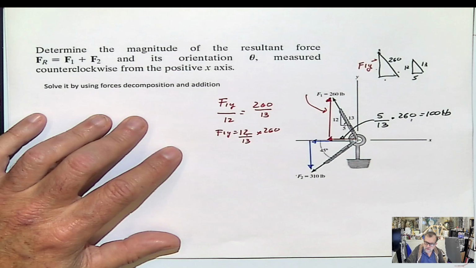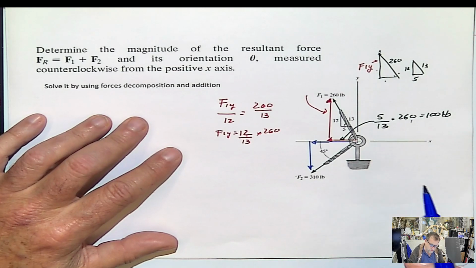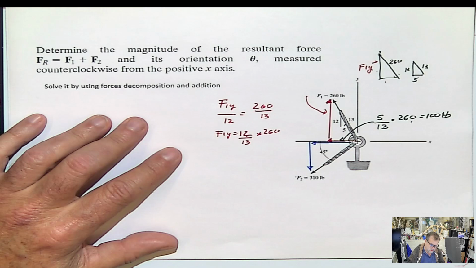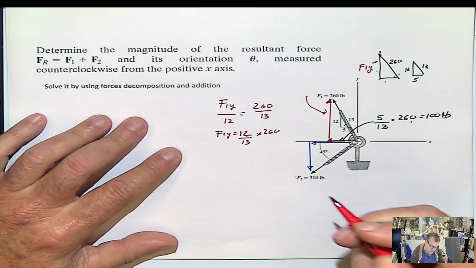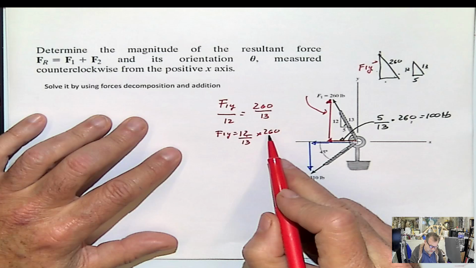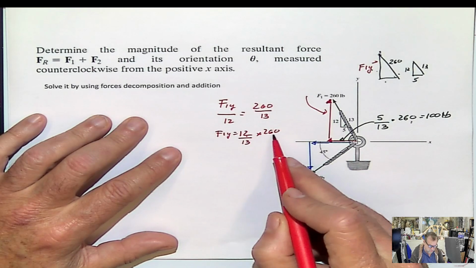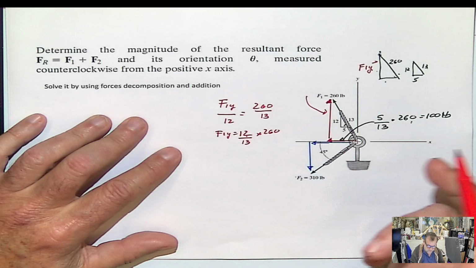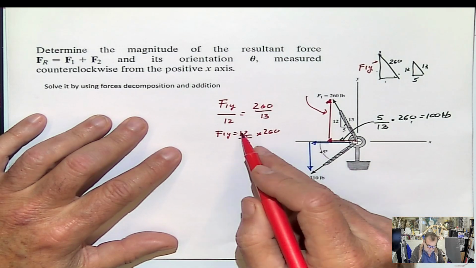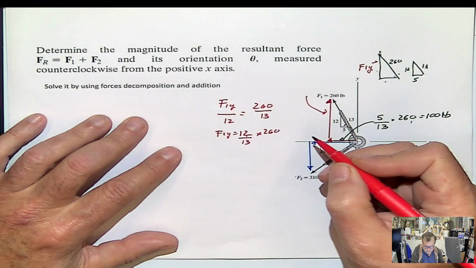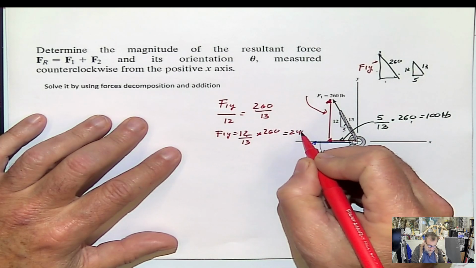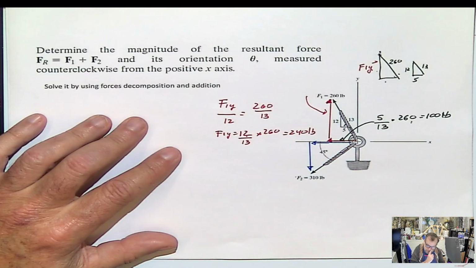The other thing I advise you to do is stop depending so much on the calculator and try to simplify whatever you are calculating. For example, this is 260, right? And this is 13. So 260 divided by 13 is 20. Then 20 times 12 is 240. That's the way I calculated it, 240.